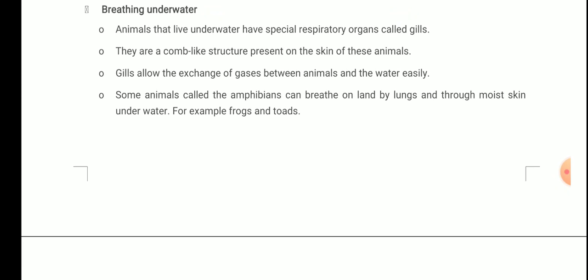Some animals are called amphibians that can breathe on land by lungs and through moist skin underwater, that we discussed about the frogs and the toads. We told you that frogs have lungs also, and they have moist skin also for the exchange of gases. Amphibians, amphi means dual, so they can breathe on land and also in water. On the land they can breathe by lungs, and in the water they can breathe through moist skin. But mostly animals that are living underwater have special respiratory organs that are called gills.